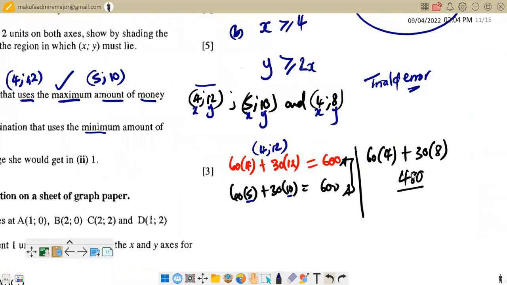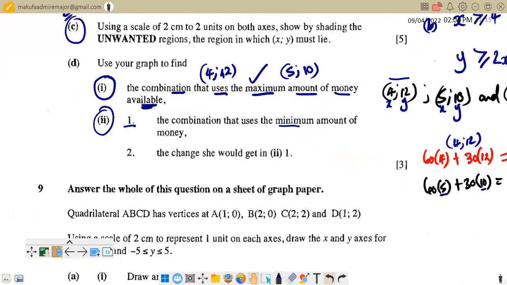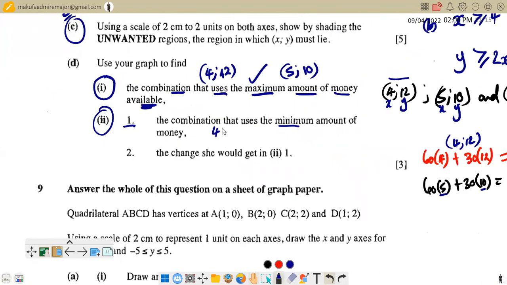Our minimum value is what? 480. And the combination was from what? From x equals 4, y equals 8, which is 48. So this is the combination that you're going to write here. So your combination here is 48. You do not take it from anywhere else, you take it from that region that we had.